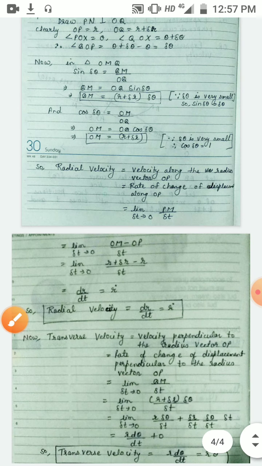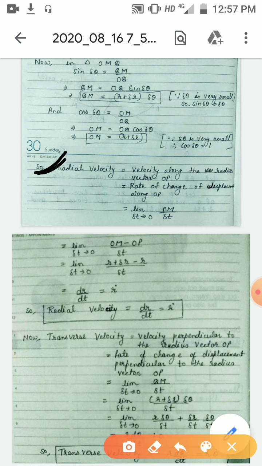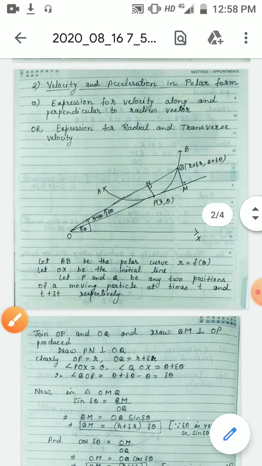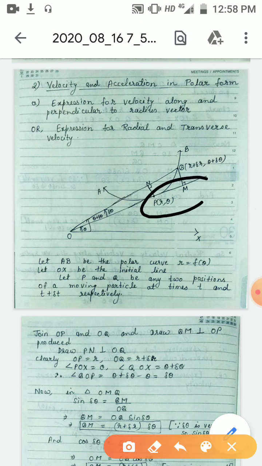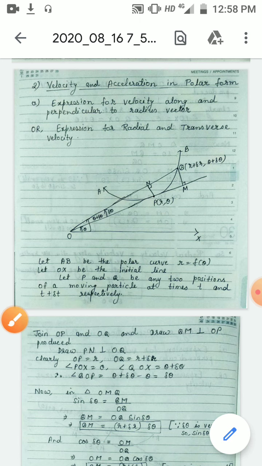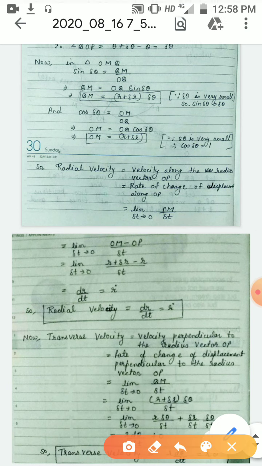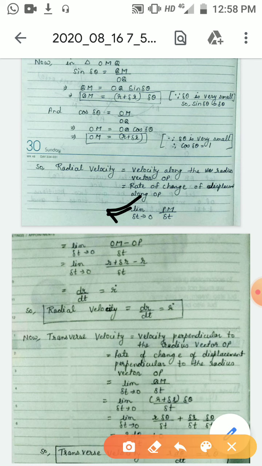So now first the radial velocity. Radial velocity means velocity along the radius vector OP. That means the rate of change of displacement along OP. So along OP, what is the displacement? Along OP, the change of displacement is P to M. So we will take the limit as delta t tends to 0 of PM by delta t.